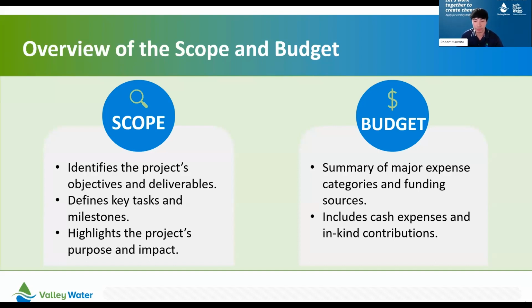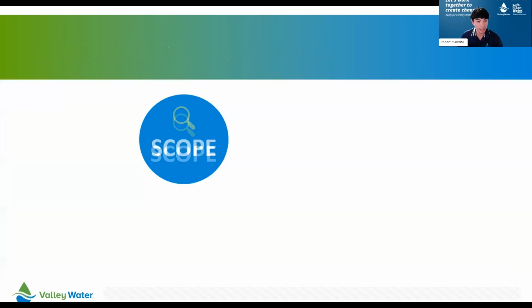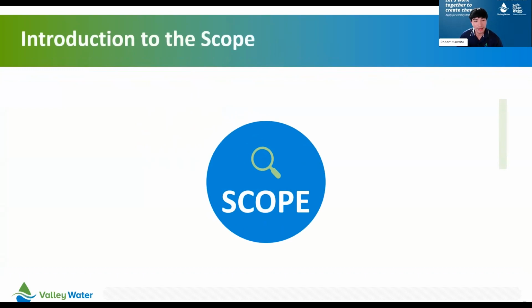The budget is a summary of the major expense categories and funding sources that ensure success in completing your project. So it includes both your cash expenses as well as your in-kind contributions, which we will be going over more in depth later on in this presentation. The budget directly aligns with what is listed in your agreement, and we do have a template for the budget and how you could add up all the numbers, and that is also on our online resource page for you to download and use if you wish. Next slide, please. And then I'll pass it over to Diana to bring us through the scope.